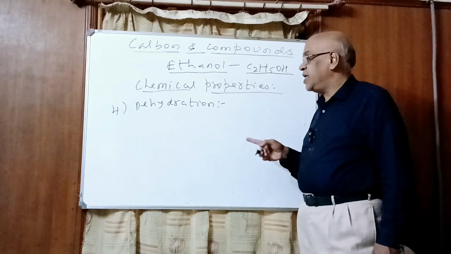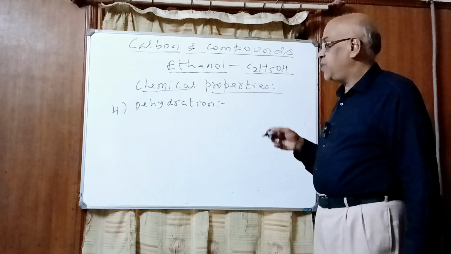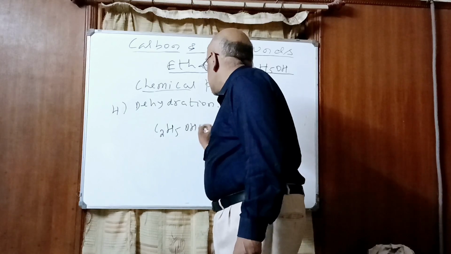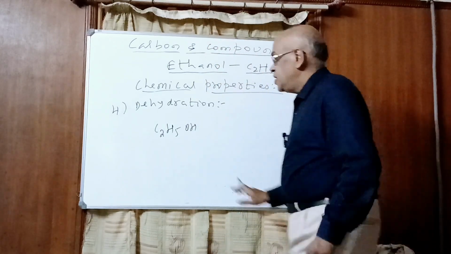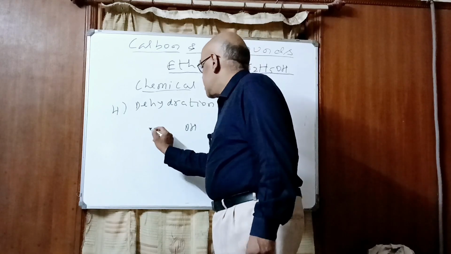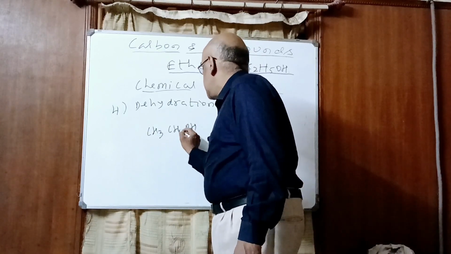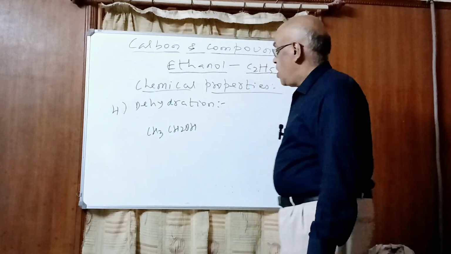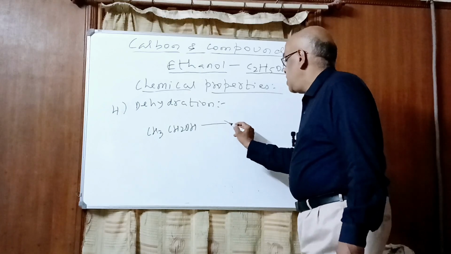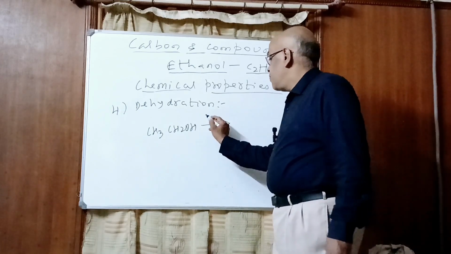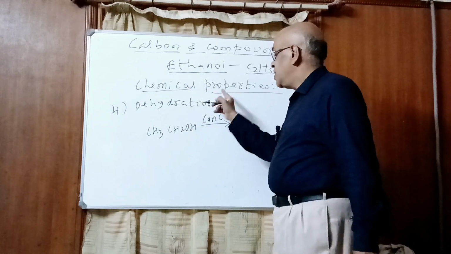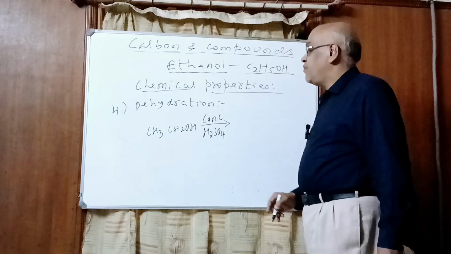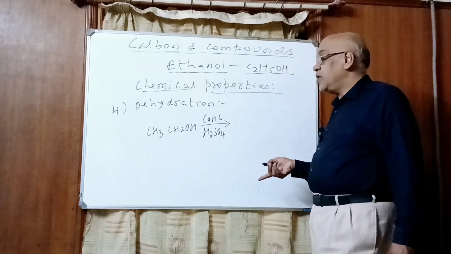What happens during dehydration? Loss of a molecule of water takes place. Ethanol, C2H5OH. So the formula of ethanol is C2H5OH, but I write it as CH3CH2OH, children. Understood? What happens here? Ethanol loses a molecule of water in the presence of a dehydrating agent. Dehydration means some agent should be there to remove water. Whom do we use? Concentrated sulfuric acid.